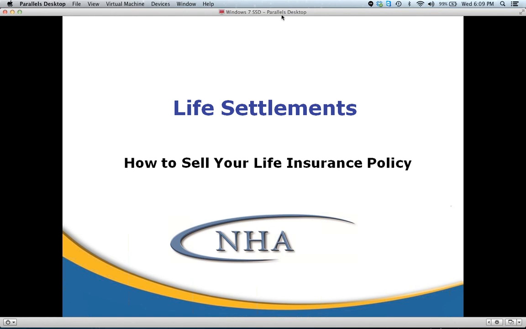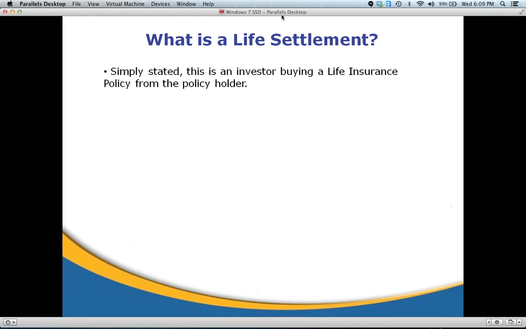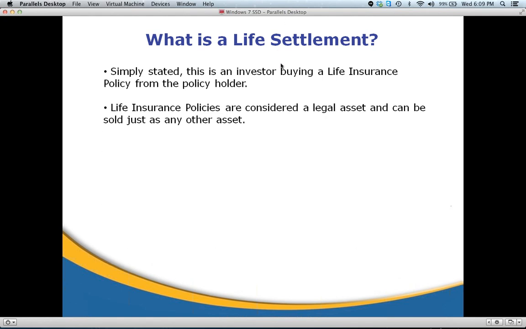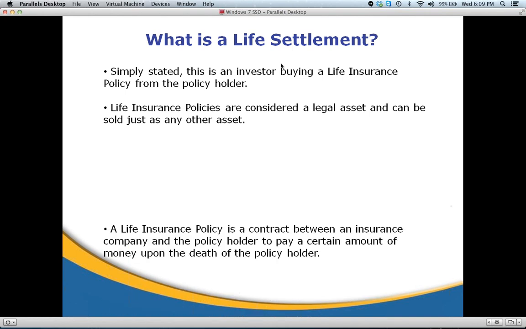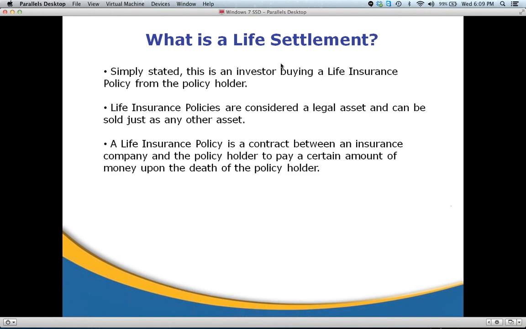So let's get started. First of all, what is a life settlement? Simply stated, this is an investor buying a life insurance policy from the policy holder for some type of consideration, most obviously cash. Life insurance policies are considered a legal asset that can be sold just like any other asset, like a home or an investment or a stock or a bond.